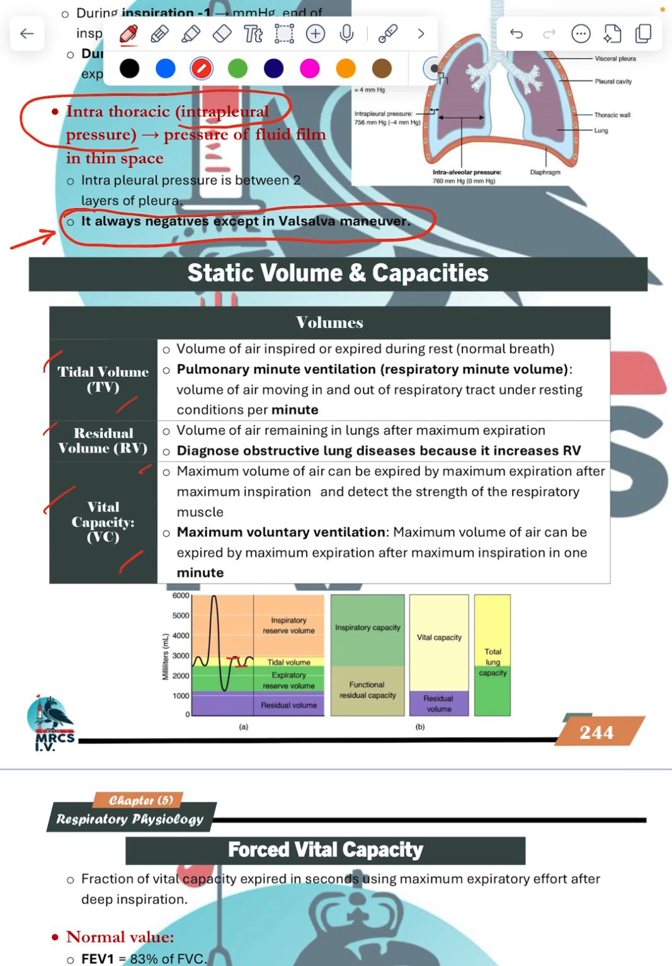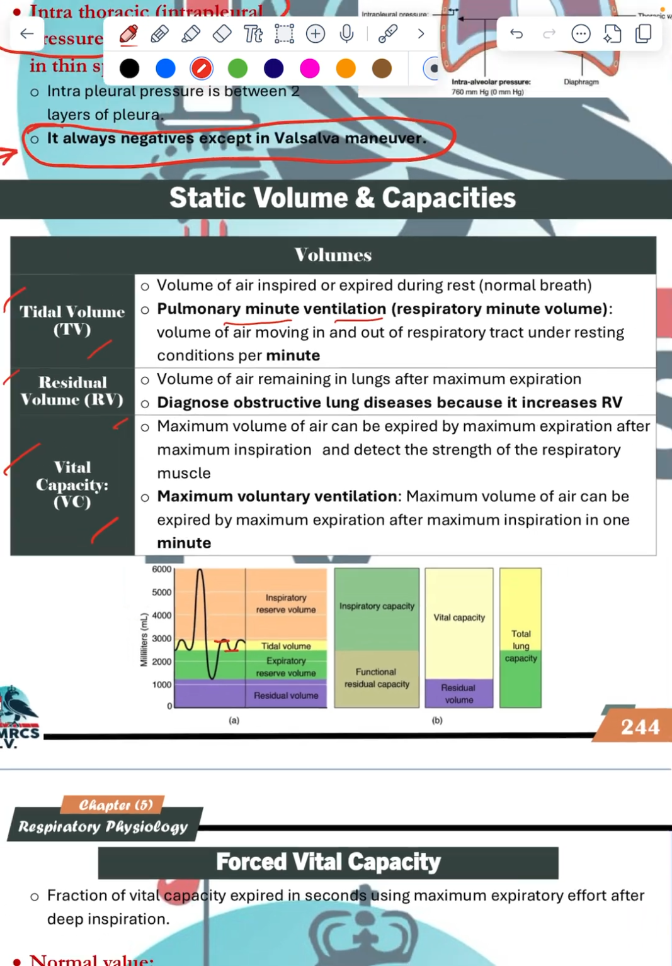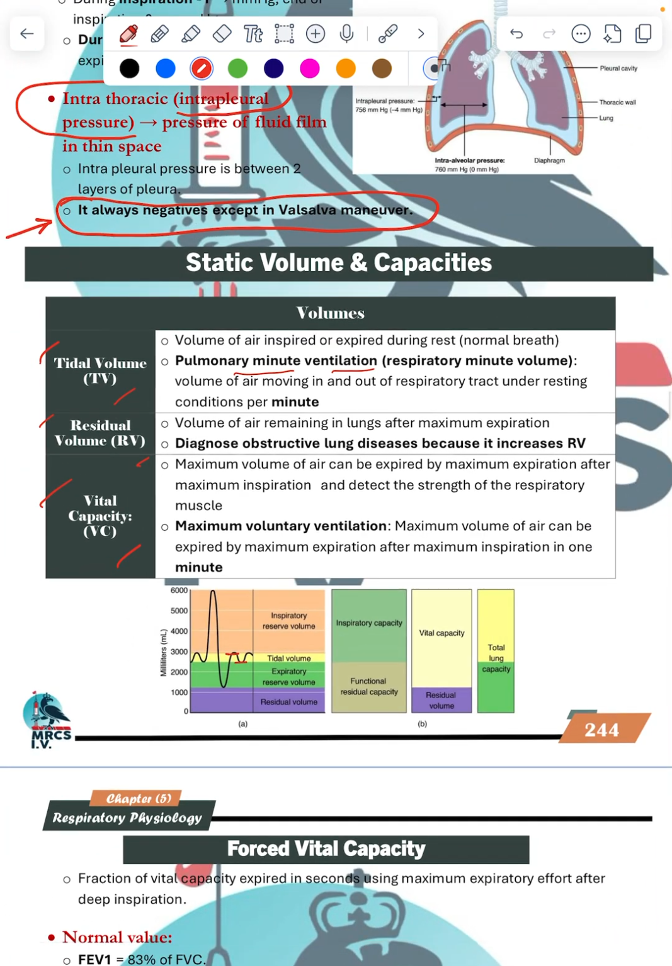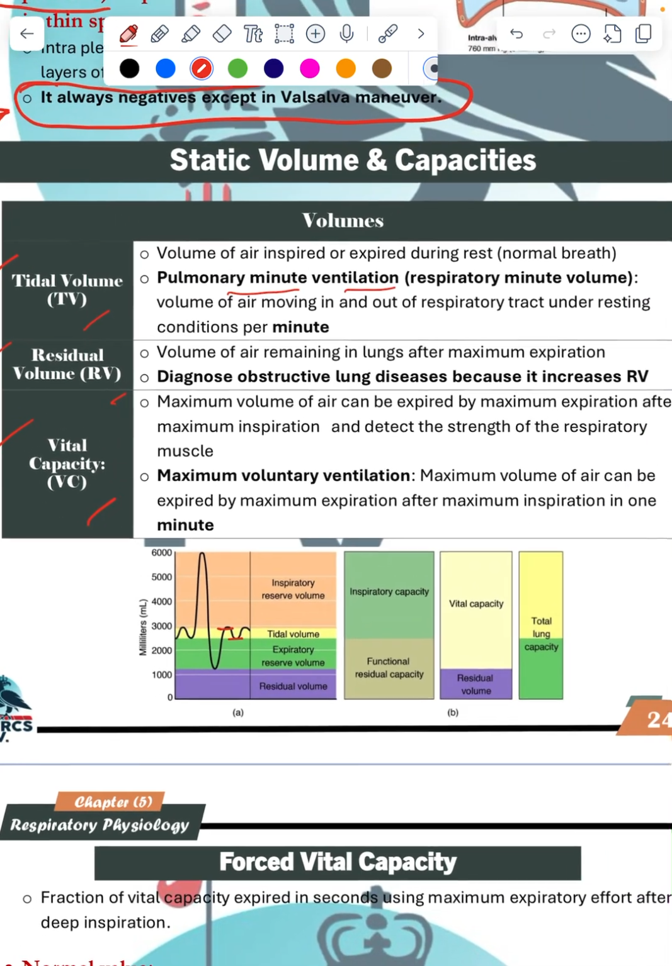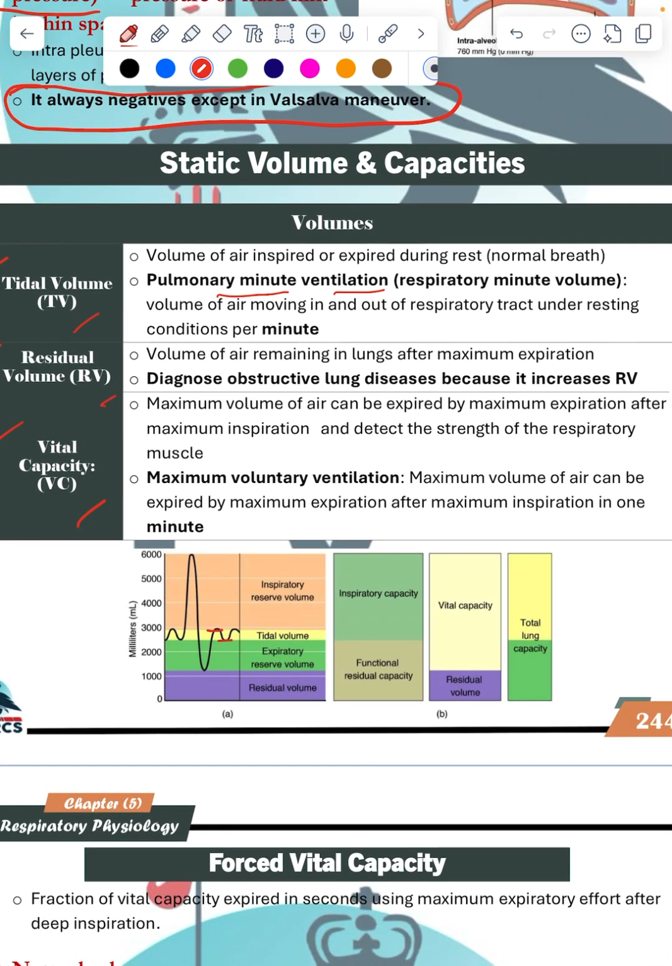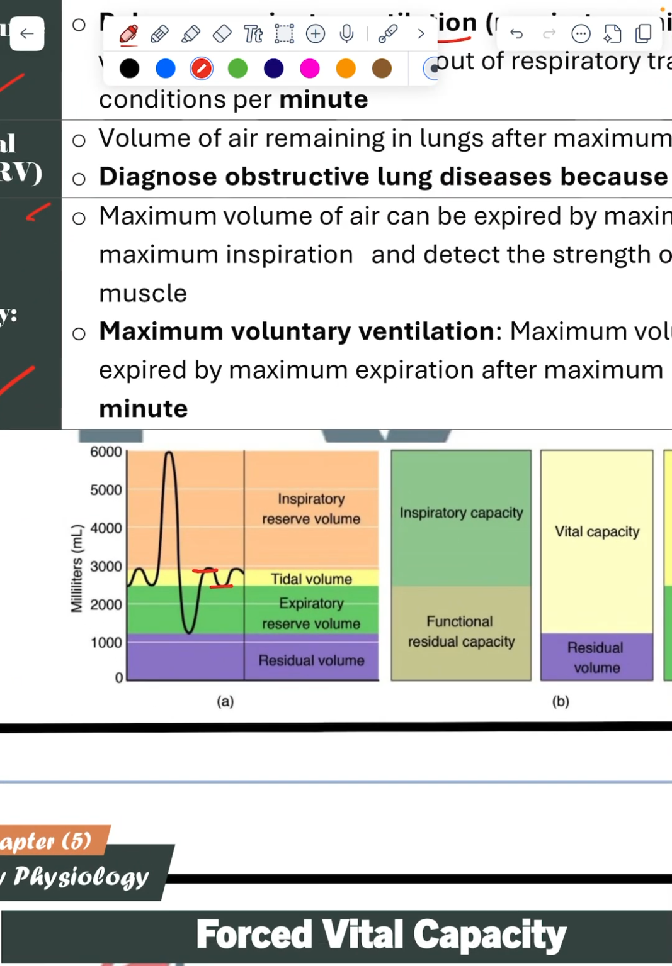The volume of air inspired during rest is also called pulmonary minute ventilation. It is the volume of air moving in and out during respiration. The quantity is 500. Residual volume is after full expiration: the volume of air remaining in the lungs after maximum expiration, when a person has expired maximally.